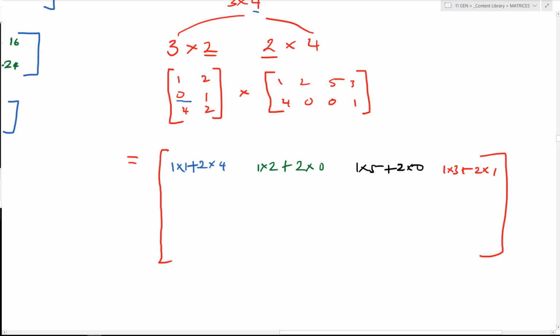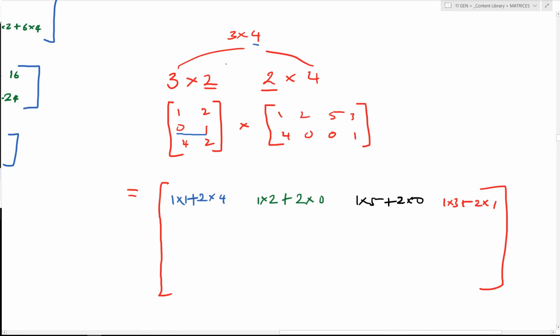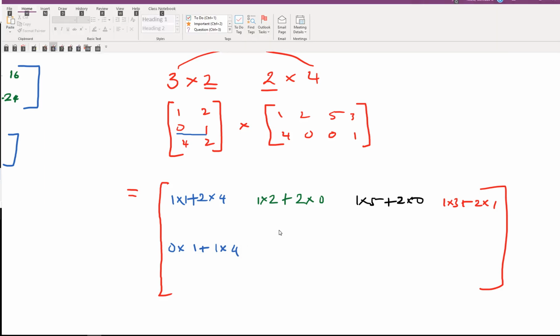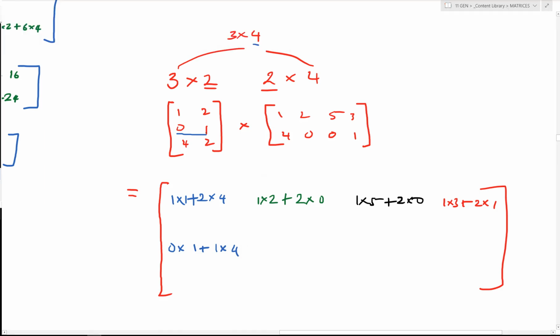Next, we work with this row. So now it's this middle row times these columns. Remember that the order of your answer matrix should be 3 by 4, so I need to have 3 rows and 4 columns in my answer. So now I'm up to my second row. I've got 0 by 1 plus 1 by 4. Next one is 0 by 2 plus 1 by 0.